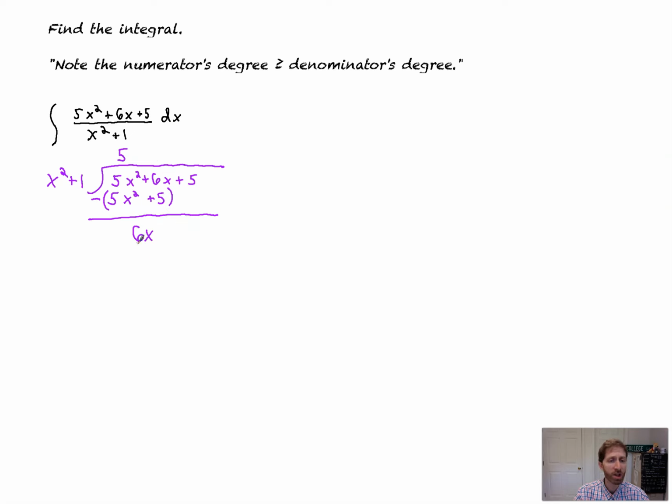So what that means is that's our remainder because we can't have an x squared go into 6x. Not a polynomial times x squared will give us 6x. So our answer is 5 plus 6x divided by x squared plus 1.